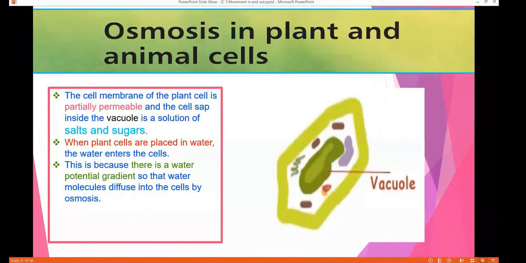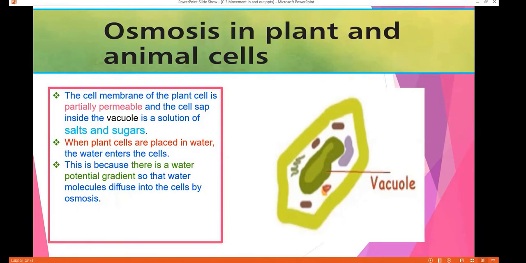Now, we shall talk about how osmosis takes place in plant and animal cells. Okay, so you can see in this picture, this is a plant cell, and you can also see this is a large vacuole which is filled with the cell sap. The cell membrane of the plant cell is partially permeable, and the cell sap inside the vacuole is a solution of salts and sugars.